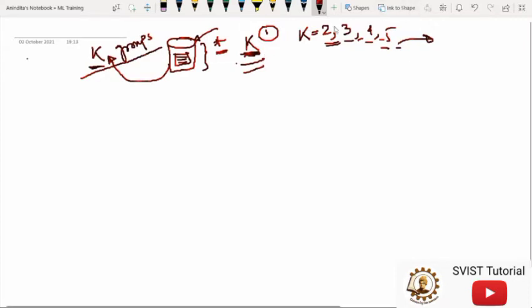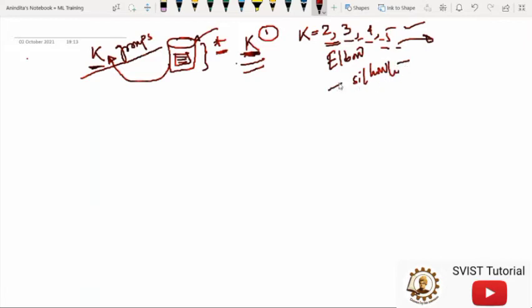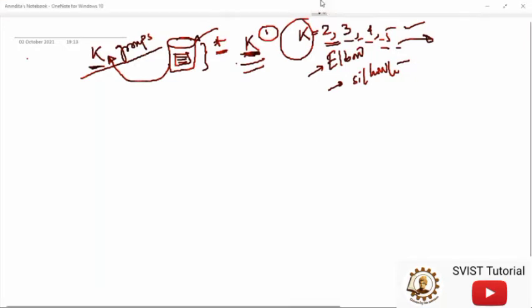So sometimes the programmer will pick some random value. Otherwise, we have two mechanisms, known as the elbow method and the Silhouette method. These two methods are also used to find the value of K. So try to understand this point. K-means clustering means there will be K number of groups, K number of clusters, but it is not known to us how many clusters should be there.